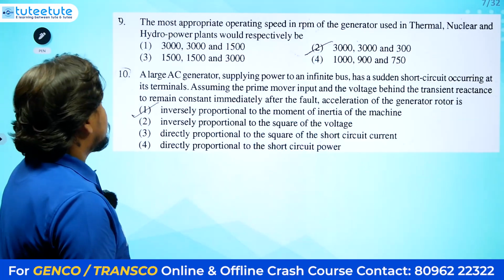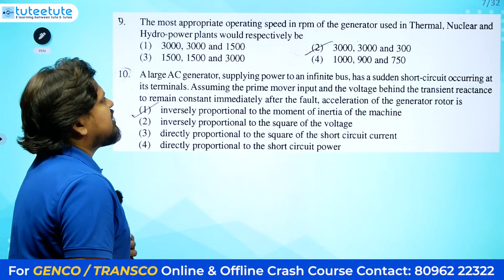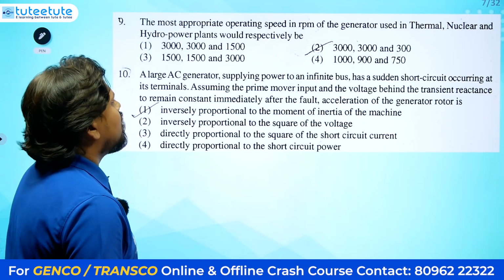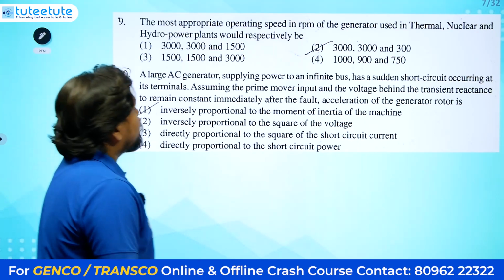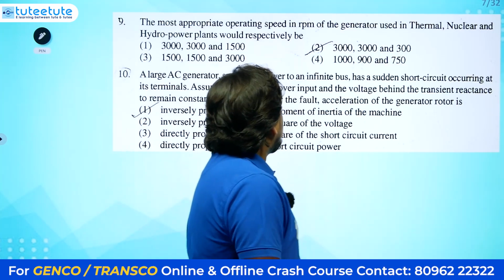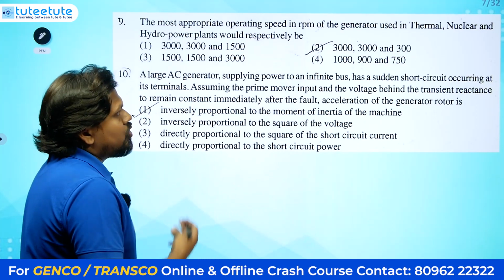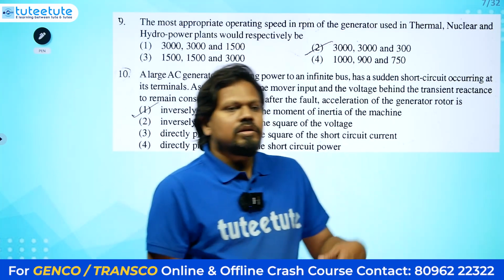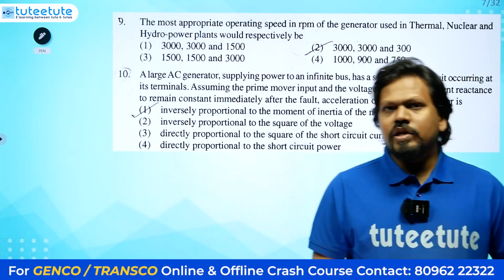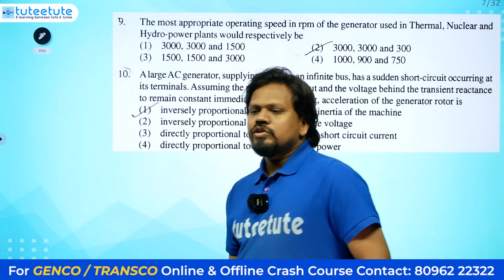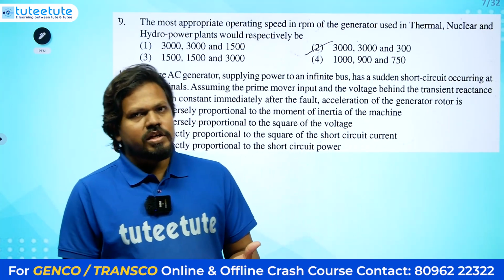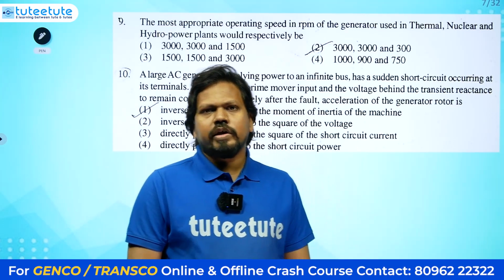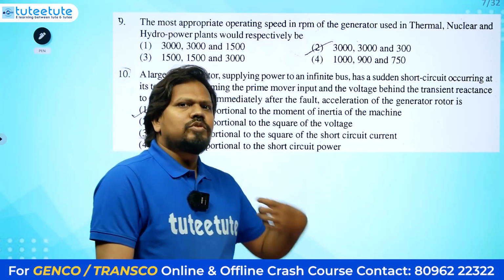So next one: the most appropriate operating speed in RPM of the generator used in thermal, nuclear and hydropower plants would respectively be. So they are asking about three power generating plants, and the speed of the generators. We have high speed generators, called alternators or turbo alternators. No need to think about any machines point of view.